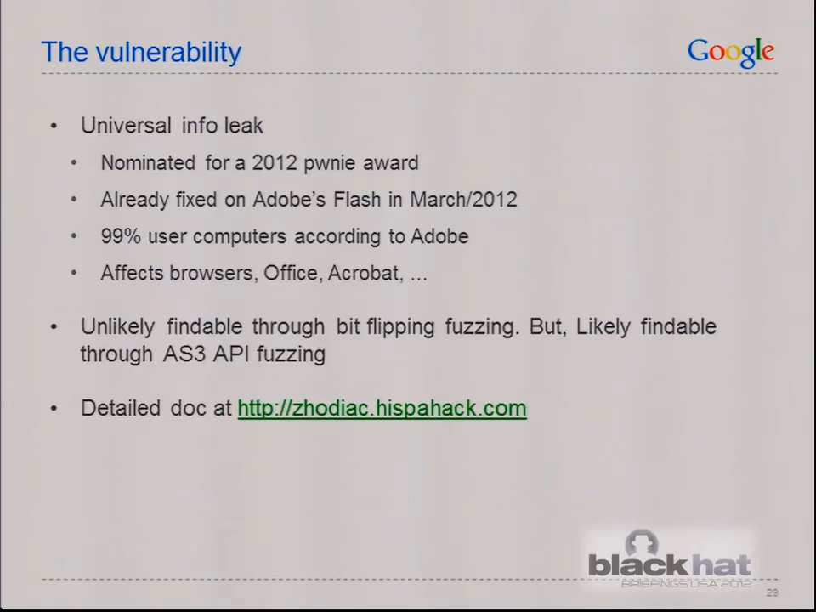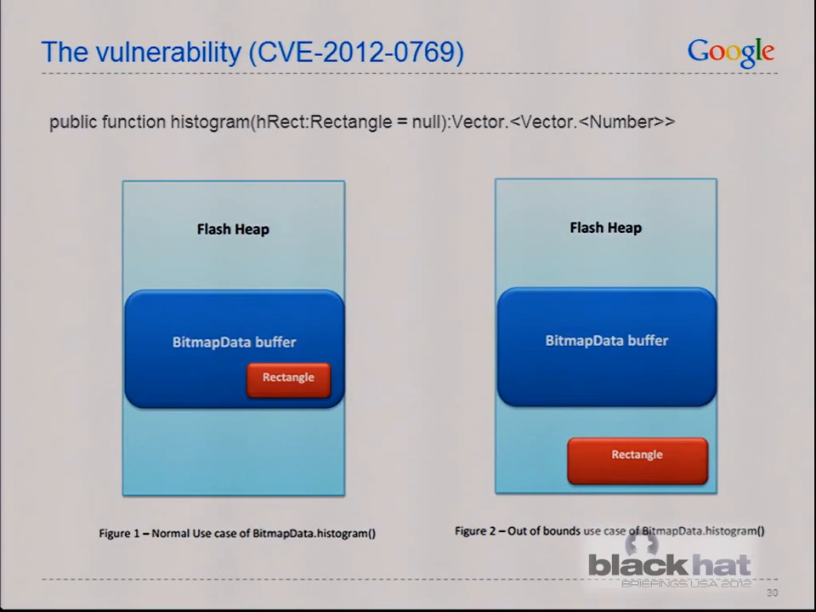Yeah, it's unlikely to be found by bit flipping fuzzing. It's more like API fuzzing. And there's a detailed doc on my website. So the vulnerability here is that we have a BitmapData class. Basically, it's a buffer, and it exposes some APIs to perform operations on this buffer. The vulnerability here is in this histogram function.